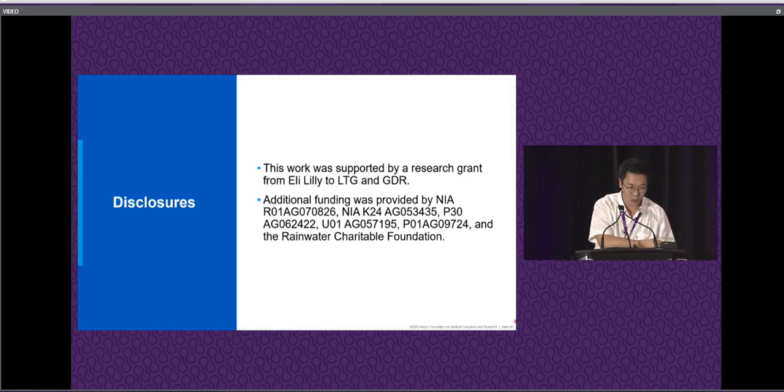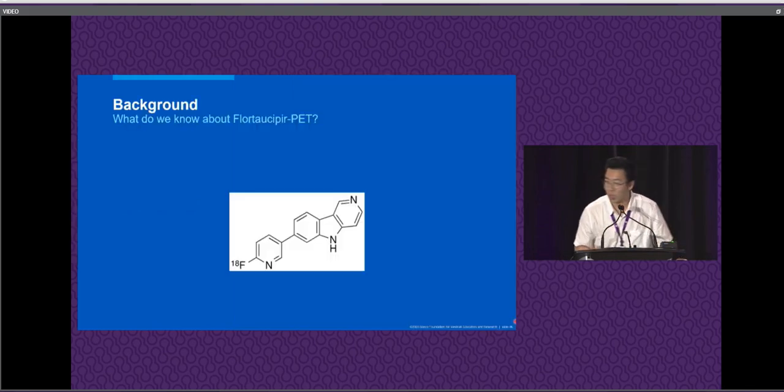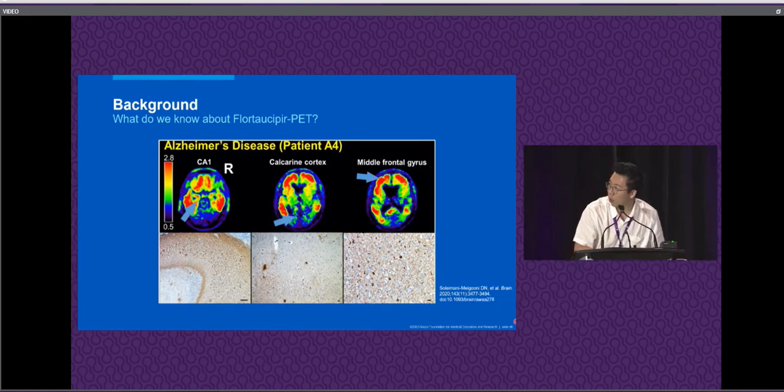Okay. My disclosure. So I believe the audience in this room are quite familiar with this compound, photosapir. It is probably the only FDA-approved PET tracer for detecting tau, and it is widely used. And from previous study, we know for a fact that it can detect AD tau very well, not so much for the non-AD tau, for repeated tau.